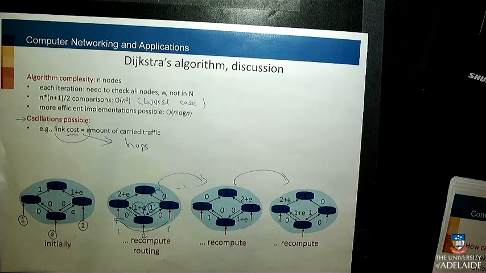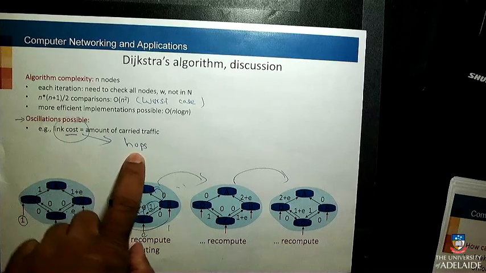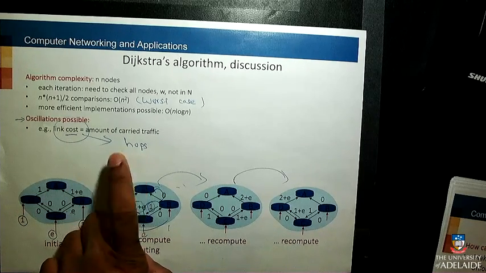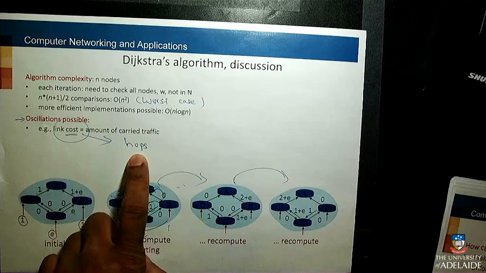You could use number of hops, which is independent of the amount of traffic, but that may not be what you want to do as an ISP, right? You might want to dynamically change your routes based on the amount of traffic you're carrying through a link, maybe to provide better performance. So typically what you'd find in link state routing algorithms is number of hops to a destination is used as a cost.